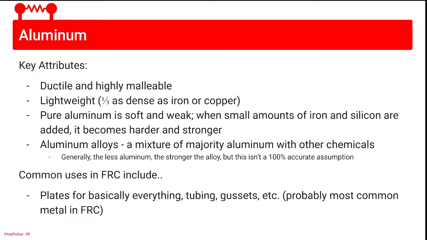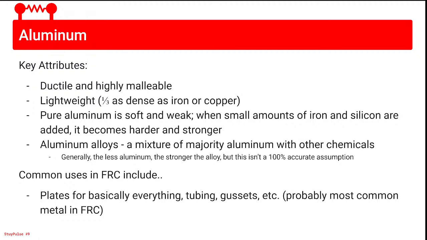First off, aluminum. Key attributes that I think are really important: it's ductile and highly malleable, meaning it's pretty easy to work with. Its main thing is that it's lightweight. According to a statistic, it's a third as dense as iron or copper. So it's a very lightweight metal, it's fairly strong, and it's easy to work with. Compared to the other metals we'll talk about, it's a lot easier to work with, and it's the primary component of most FRC robots.